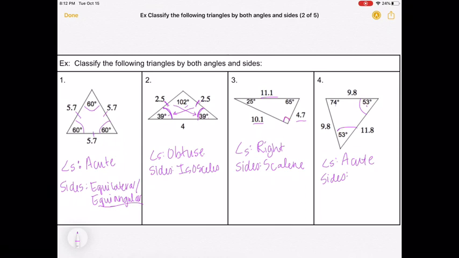And our sides, again, we have those sides that match up, 9.8 match up with their angles, so the sides are congruent, so are their angles. So 9.8, 9.8, and 11.8, 2 congruent sides tells us isosceles.